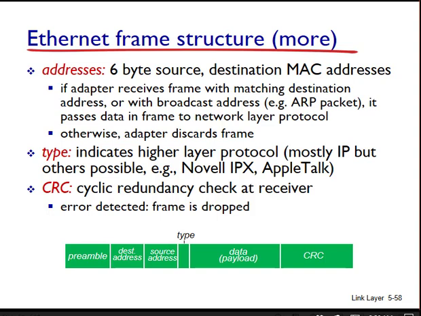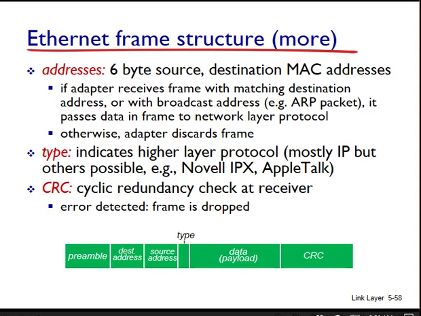Now the data field can be anywhere from 46 to 1500 bytes. This field carries the IP datagram. The maximum transmission unit of Ethernet is 1500 bytes. This means that if the IP datagram exceeds 1500 bytes, then the host must fragment that datagram.